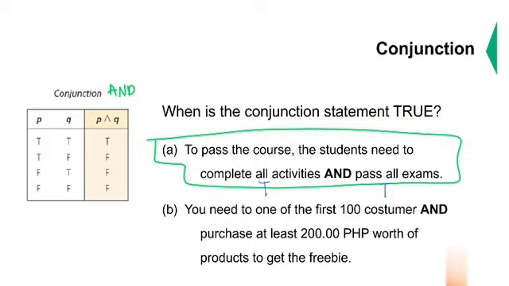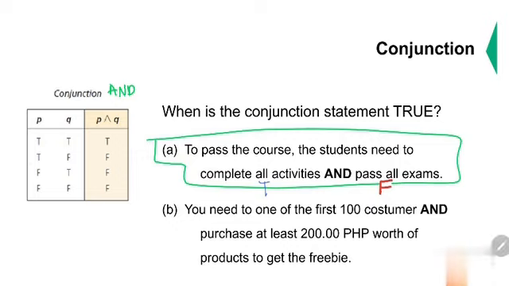The next one, you need to be one of the first 100 customers and bumili ng products worth 200 pesos para matanggap mo yung freebie. Okay, so notice that both statements have to be true for the overall statement or the compound statement to be true as well. Halimbawa, sa first one, nagpasa ka ng mga activities but you failed to pass one of the exams. So, the compound statement or the overall statement will still be false kahit na true yung una.